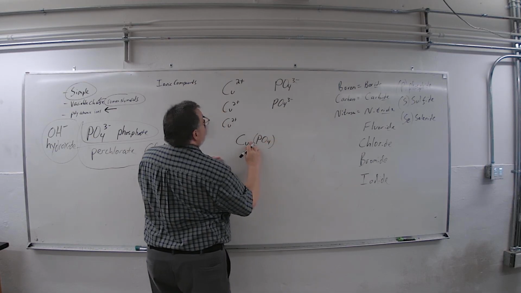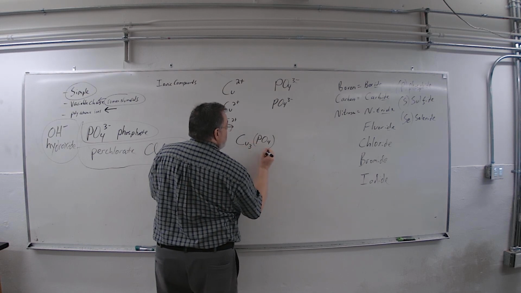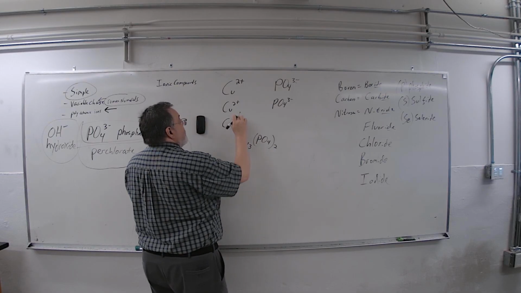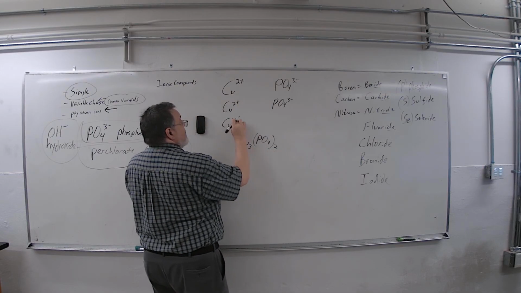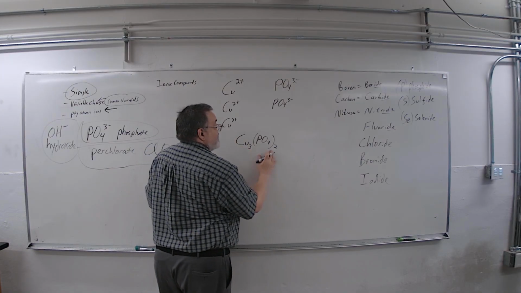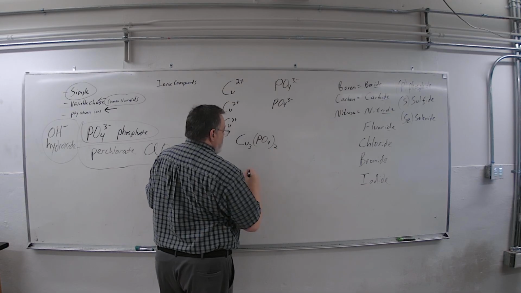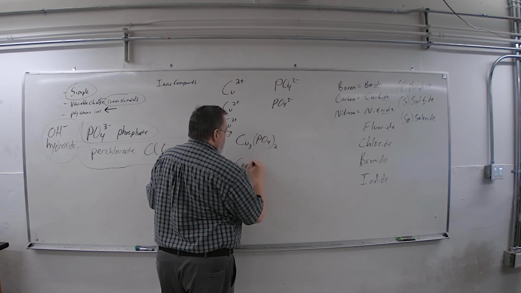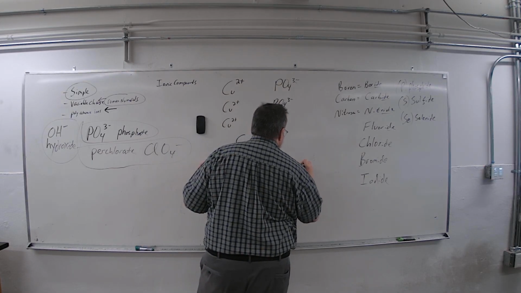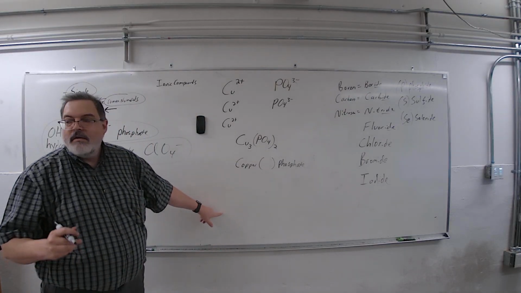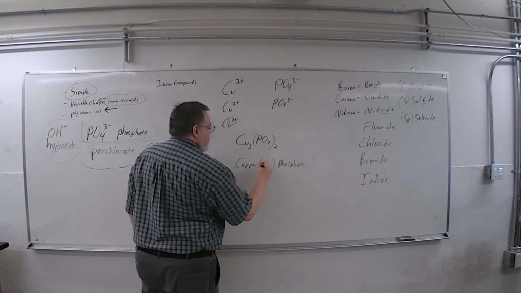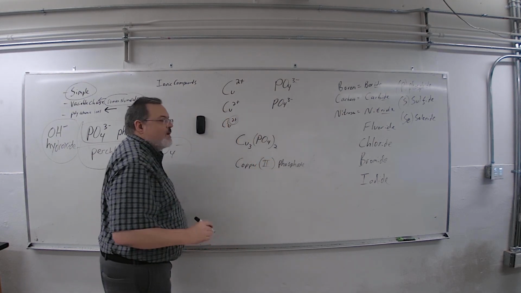Cu3(PO4)2. I just looked at the charge. So this 2 means I have 2 of these. This 3 means I have 3 of these. None of that is referring to this charge. And because I have more than one phosphate, I put parentheses and I put a 2 out there. What goes in here? 2. This is what goes in here.